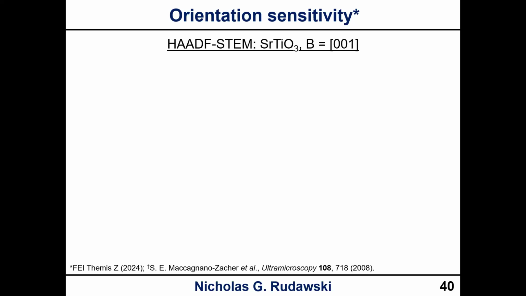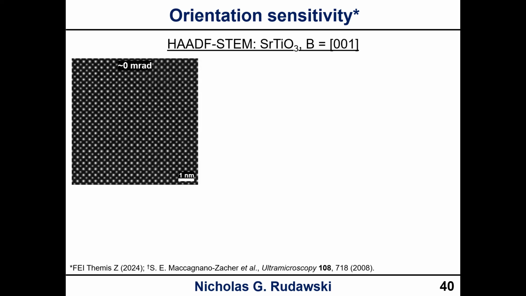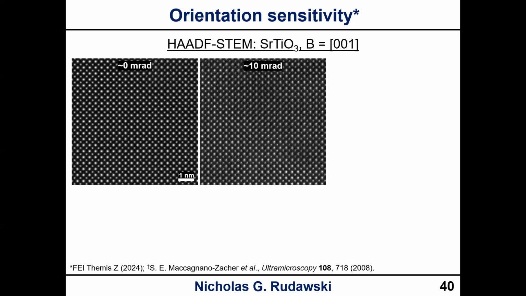If we look at HAADF of strontium titanate along 001, at 0 millirad off of the zone axis, we're going to see the best detail we could ever hope to see. Those atomic columns are going to look really sharp, really well defined, just like we're seeing here. If we tilt off 10 millirad, so basically I've tilted the sample down toward the negative y direction, we can still see the columns, but I think we can agree that's not as sharp as what we were seeing on the left.